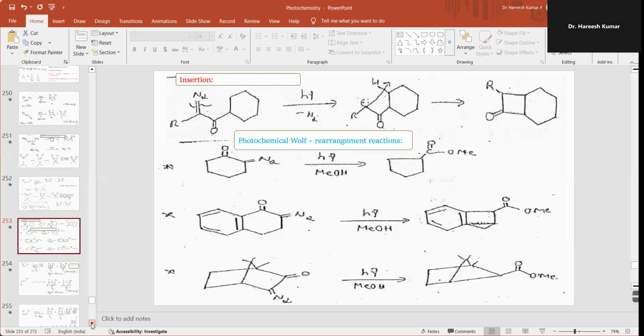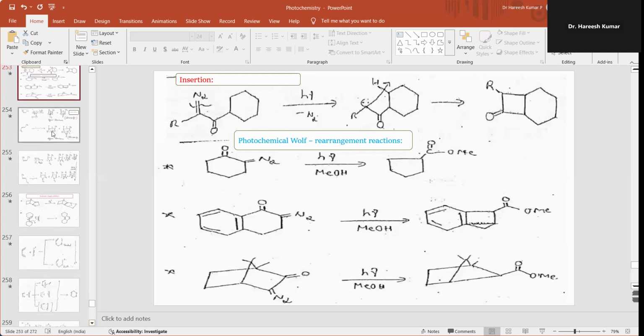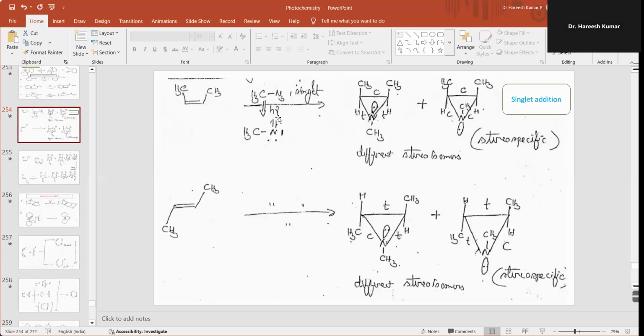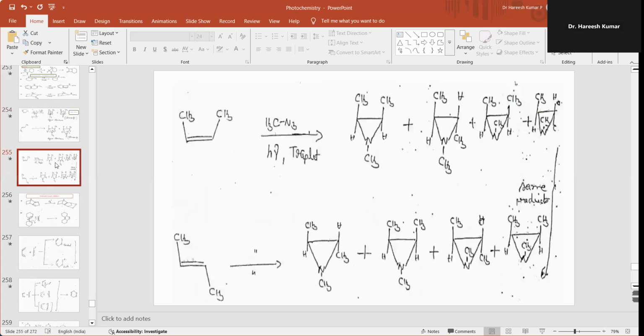I will take one more example. In this one, I'm taking cis-butene and also trans-butene. The cis-butene and singlet diazomethane reaction will give you retention of configuration, and these are stereospecific. Similarly, trans-butene on reaction with diazomethane in the presence of sunlight, with singlet carbene addition to the trans one, is also stereospecific. I will go to the next slide.